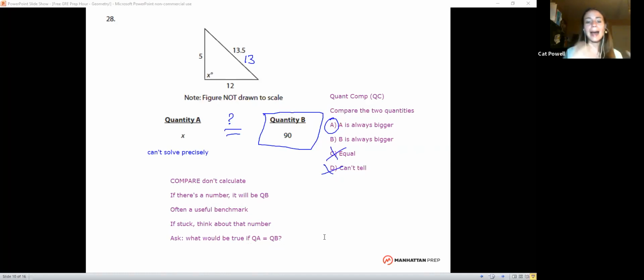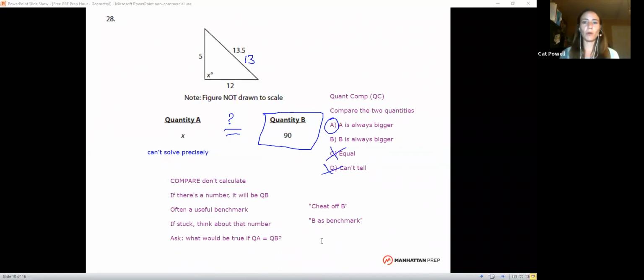So sometimes you have to use this approach to solve a QC problem. Sometimes it's just a cool shortcut. And you may sometimes see this strategy called cheat off B or B as benchmark. Doesn't matter what you want to call it, but the important thing, when you get a QC problem, look at what the quantities are. If you see a number in quantity B, use that number.